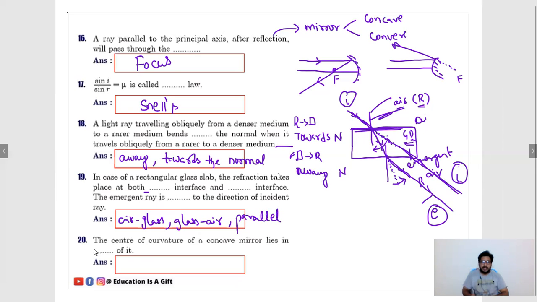That is the answer. 20th, the center of curvature of a concave mirror lies in dash of it. This is a concave mirror, non-reflecting side. This point is pole P, this is focus F, this is center of curvature C. Where does it lie? The center of curvature lies in front of it, isn't it? So the answer is lies in front of it, not back.